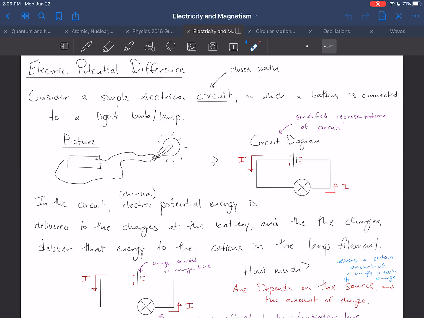But the idea is we're going to clean up this picture and capture only the most important elements. The first thing is that we're going to have a symbol for different circuit elements, that is, components of the circuit. Our symbol for the battery is this right here, where we have a long line and a short line close together. That long line is positive, and that short line is understood to be negative.